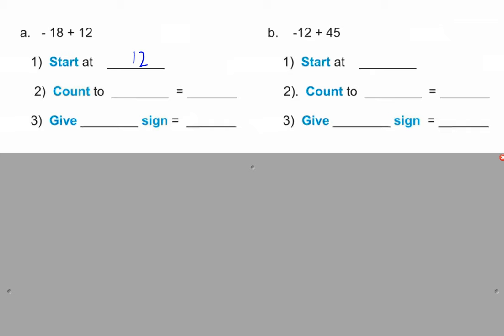Think about what goes in the first blank. Count to what number on 3? Tell me that number out loud. 1, 2, 3. Negative 18. Okay, I heard two answers. I heard negative 18 and 18. Which one is it? It's 18.